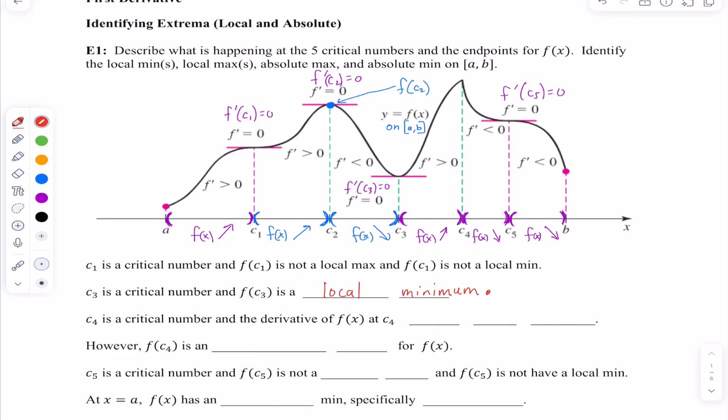How about C sub 4? C sub 4 is a critical number, and the derivative of f of x at C sub 4, however, does not exist because this is a corner up here, and a corner, if you look at the slope of the tangent lines right before and then right after, they do not match, and so the derivative of f of x at C sub 4 does not exist.